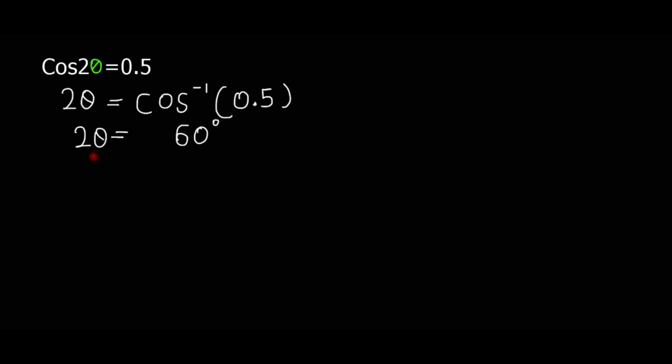But re nyaka the value of theta, not the value of 2 theta. This means re tlo divide both sides ka 2, and therefore 2 and 2 they cancel, and then now we create the value of theta. Therefore the value of theta is equals to 30 degrees. So this is our answer.